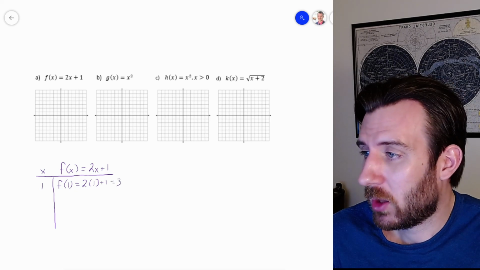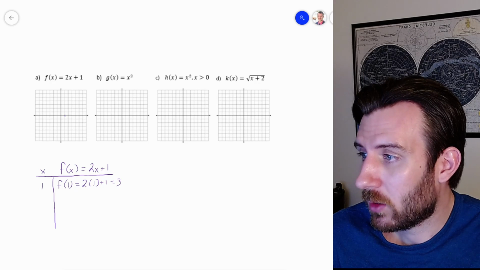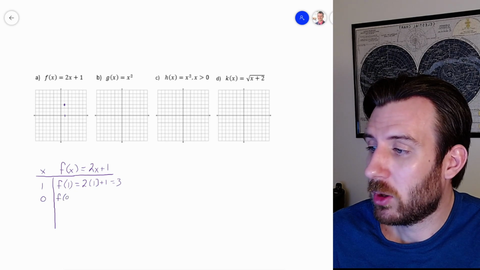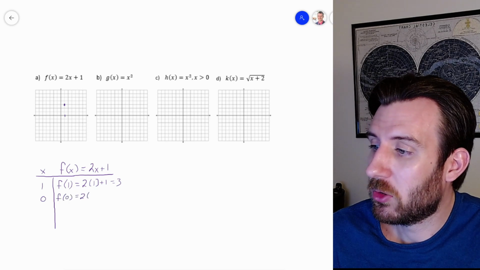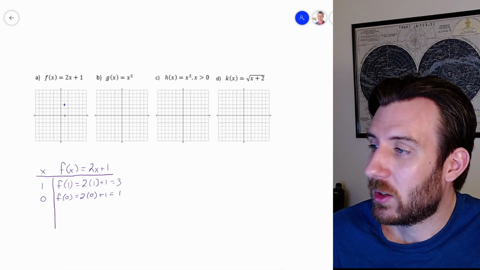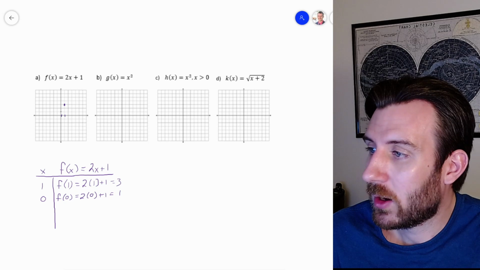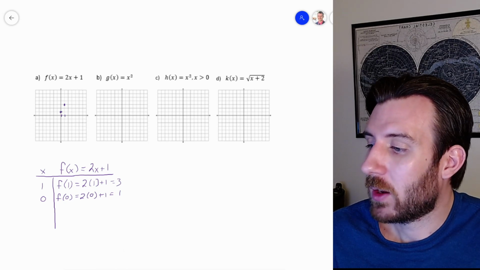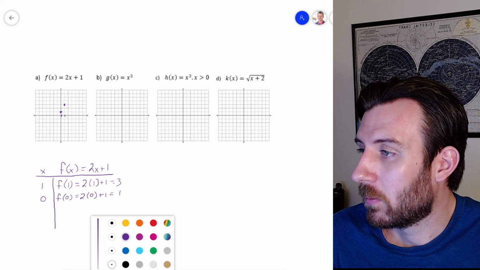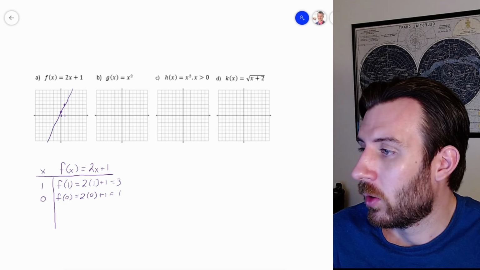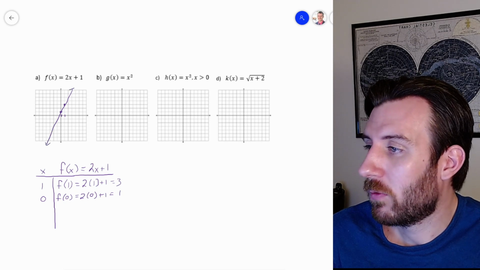So we could go up here, we could plot that at a value of 1. We're going to go up to a height of 3, 1, 2, 3, and make a point right here. And we could do another one. We could do it at 0. So f of 0, if we plugged in f of 0, would be 2 times 0 plus 1, and that would be equal to 1. So at an x value of 0, we go up to a height of 1. And if you do this more and more, you'll see that what you're actually going to get is a line. And so I'll just sketch that in right here. So that's going to be our sketch for the function.